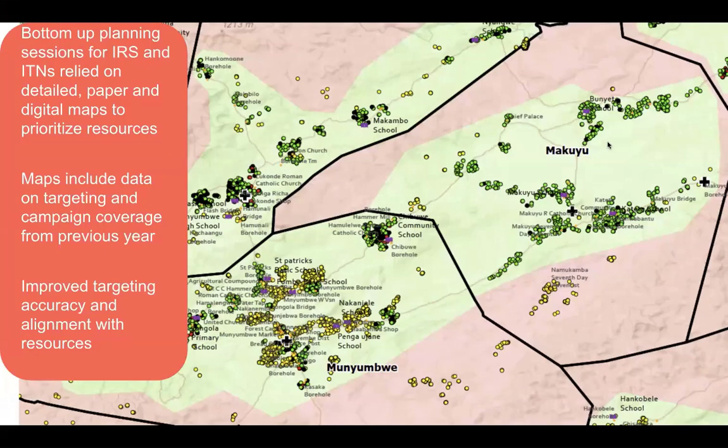Yes, so this is just a more granular perspective with regards to the map that was previously shown. If you look at the map, you clearly see there are yellow and green dots. The green dots indicate the households that were actually reached during the spraying, and the yellow dots indicate the structures that were targeted but were not reached.